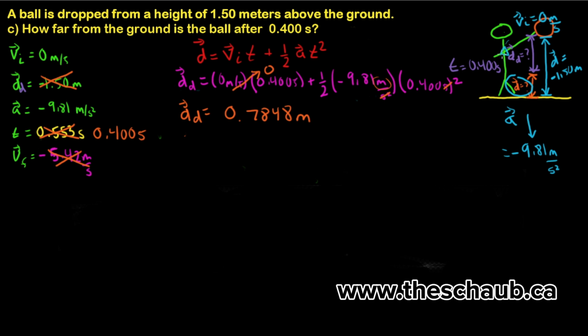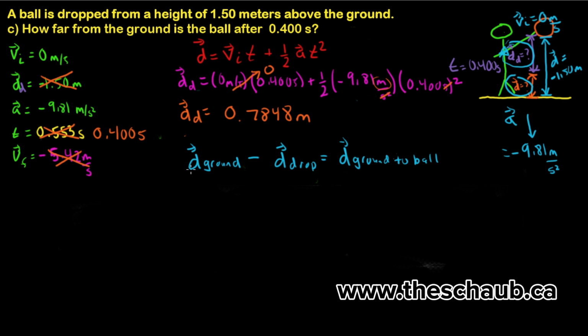What we found was this value here, which is how far the ball dropped. We know the total drop is 1.50 meters, so we could just subtract what we found from the 1.50 to find out how far the ball is from the ground. So the distance to the ground minus the distance of the drop is equal to the distance from the ground to the ball.